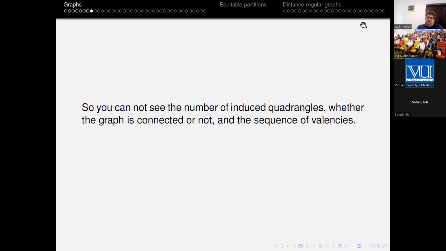So what this says is you cannot see the number of induced quadrangles. You cannot see whether the graph is connected or not, because one was connected, the other one is not connected. And you also cannot see the sequence of valencies, because one has 1, 1, 1, 1, 4, the other one has 2, 2, 2, 2, 0. Those are the valencies, or degrees.